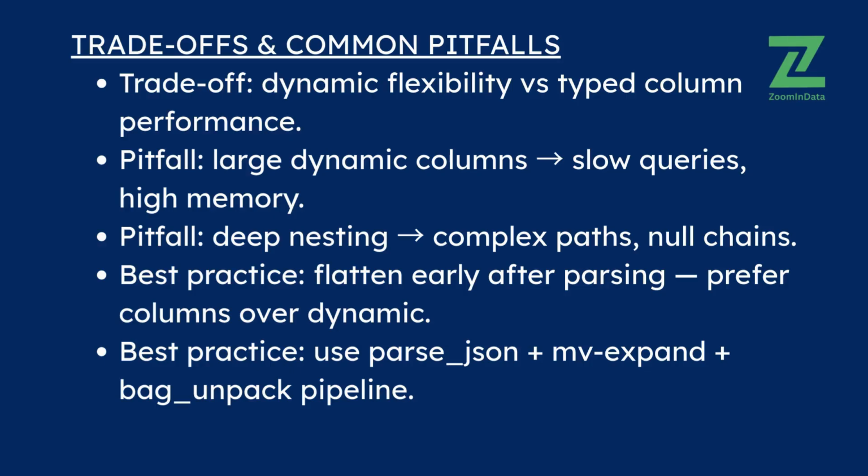Parse_json to get the dynamic object, mv-expand arrays into rows, bag_unpack objects into columns, then work with flat columns afterward. Pipeline pattern: parse the JSON, extract simple fields, use dynamic only for complex nesting, flatten as soon as possible. Dynamic is a superpower for semi-structured data, but treat it as a temporary bridge, not a permanent home. Flatten fast. Query fast.